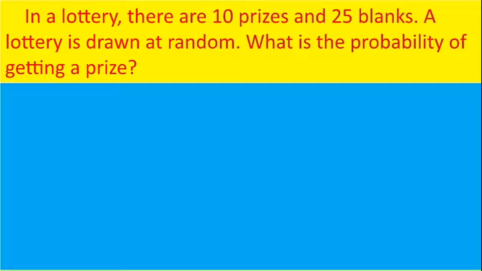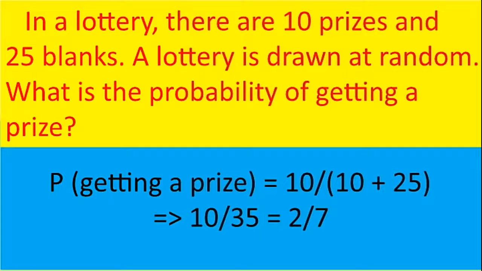The question asks, what is the probability of getting a prize? How many prizes are there? 10 prizes are there, and n of S equals 35. So the probability of getting a prize is P of A equals n of A by n of S, that is 10 by 35. 10 and 35 have 5 in common. So 10 divided by 5 and 35 divided by 5 gives 2 by 7. So the answer is 2 by 7. Shall we go for the next question?